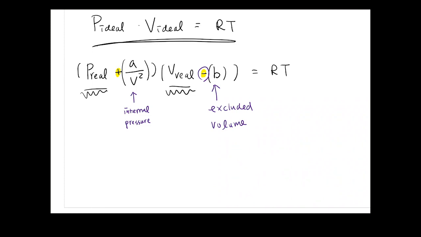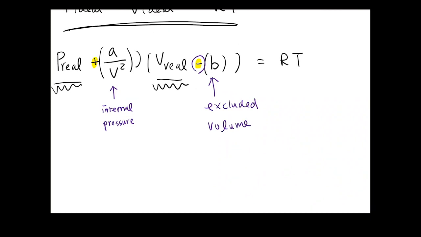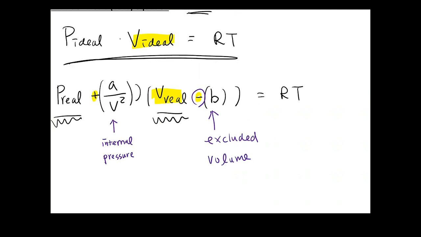Let's talk about the excluded volume first. In a real gas, every molecule has its own size. So will the V real be larger or smaller than the V ideal? Larger, right? Because in the beginning we said every single molecule doesn't have volume, and right now every molecule has volume, so the volume you measure will be much bigger than your V ideal. That's why you subtract the excluded volume b to get back to the V ideal, because this one is big and this one is small.